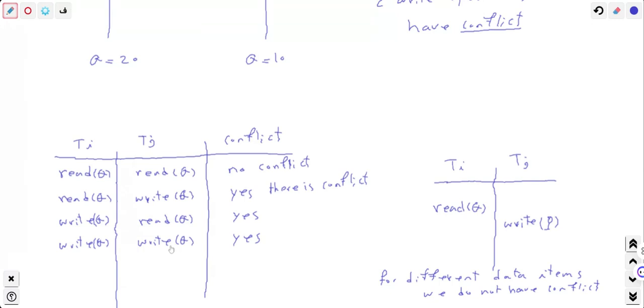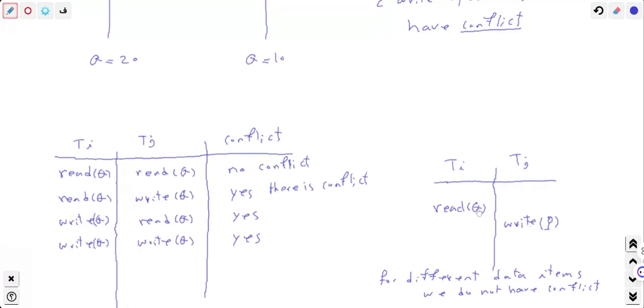If we change the order of execution of two operations that do not have conflict, the result will be the same. For example, if we change the order of execution of these two operations, the result is the same. Okay, it's not important which one is executed first and which one is executed second.